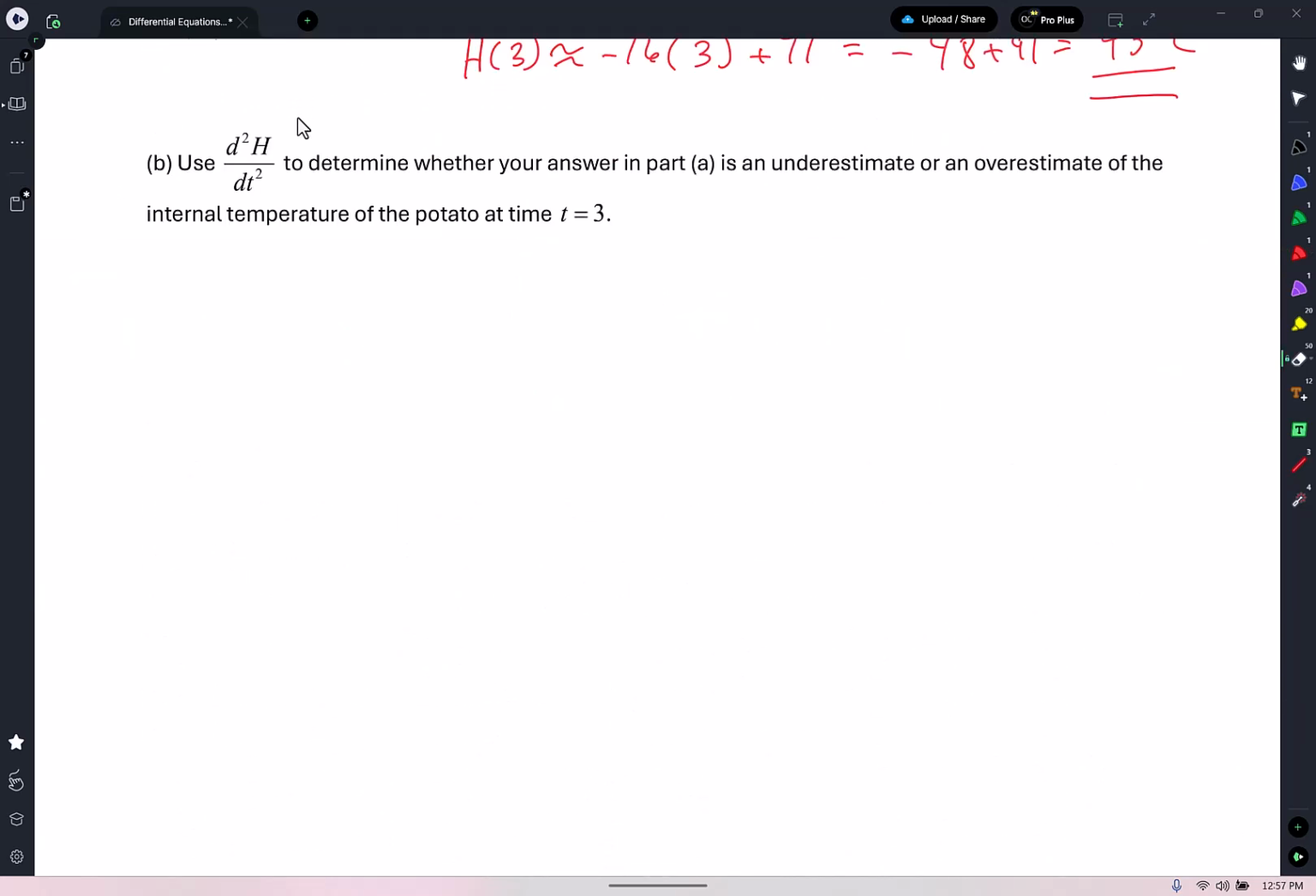All right, let's go to letter B. It says use d squared h over dt squared to determine whether your answer in part A is an underestimate or an overestimate of the internal temperature of the potato at t equals 3. This stands for the second derivative.